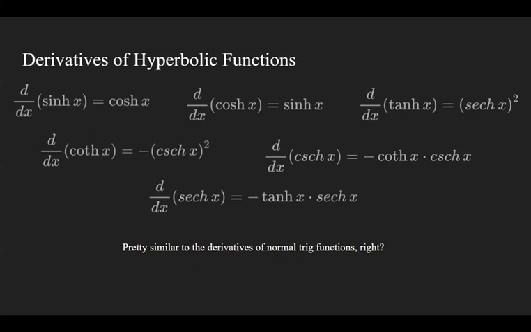Okay, so here are the derivatives of the hyperbolic functions. We can see that the sinh derivative is equal to cosh, and the cosh derivative is equal to sinh. So it is very similar to trigonometry but slightly different. In trigonometry, the derivative of cosine is negative sine, but here it is positive, which is different but still incredibly similar.